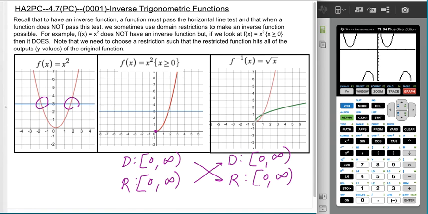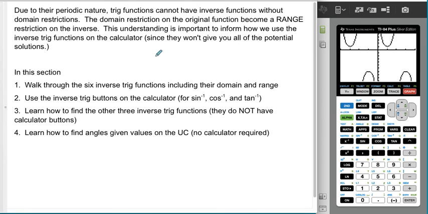Now, let's go ahead and move forward with this. Due to the periodic nature of trig functions, they can't have inverse functions without domain restrictions, right? Because every trig function we've seen is going to fail the horizontal line test. So what's important here is that we're going to have to put a domain restriction on the original function, and that will become the range restriction on the inverse.